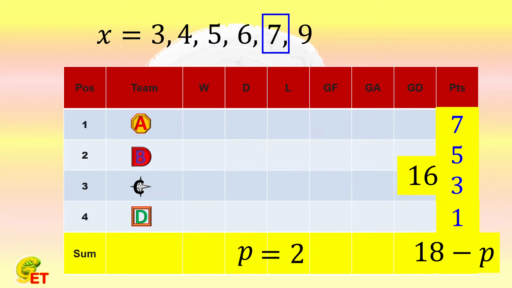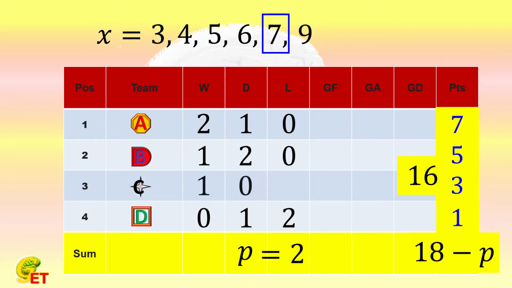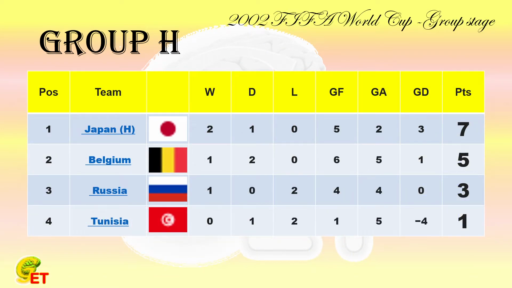7 points can only come from 2 wins and 1 draw. And 5 points can only come from 1 win and 2 draws. 1 point can only come from 1 draw and 2 losses. So there have been 2 games ending in a draw already, so no more draws for the third team. The third has 1 win and 2 losses then. If the first and second have a draw, the first and third both win the fourth, the first and the second both win the third, and the second has a draw with the fourth, all conditions can be met. For example, the Group H in 2002 had such a result.